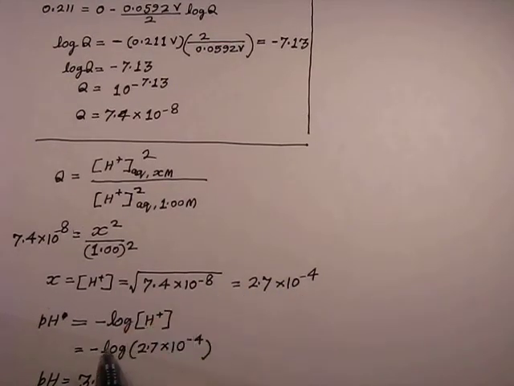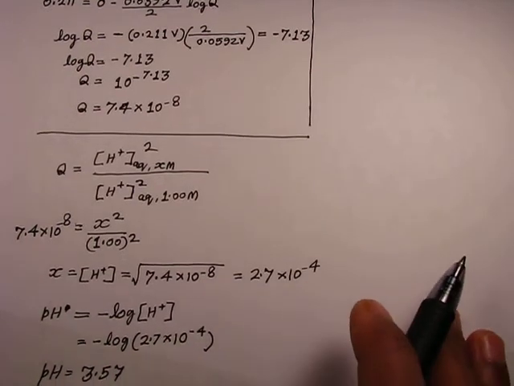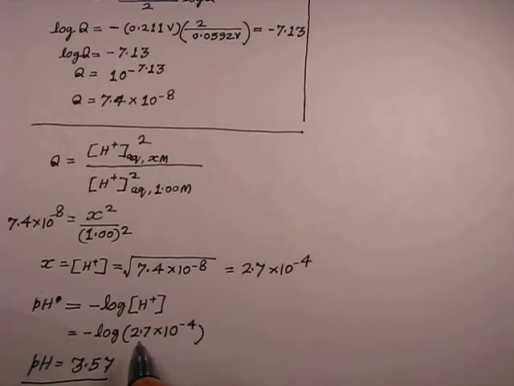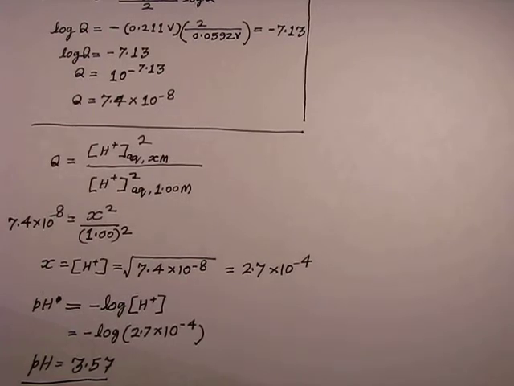Then pH will be the negative log of the hydrogen ion concentration. The negative log of 2.7 times 10 to the minus 4 gives a pH of 3.57. So this was the second example to calculate the pH of the electrolyte, or the pH of the solution of the cell.